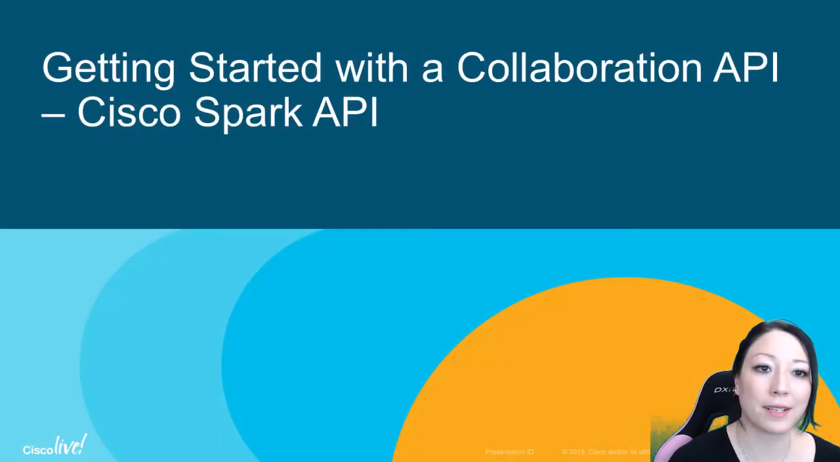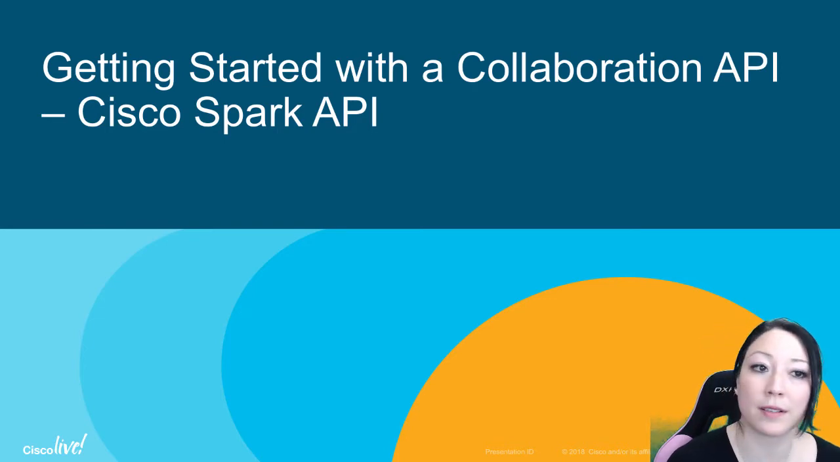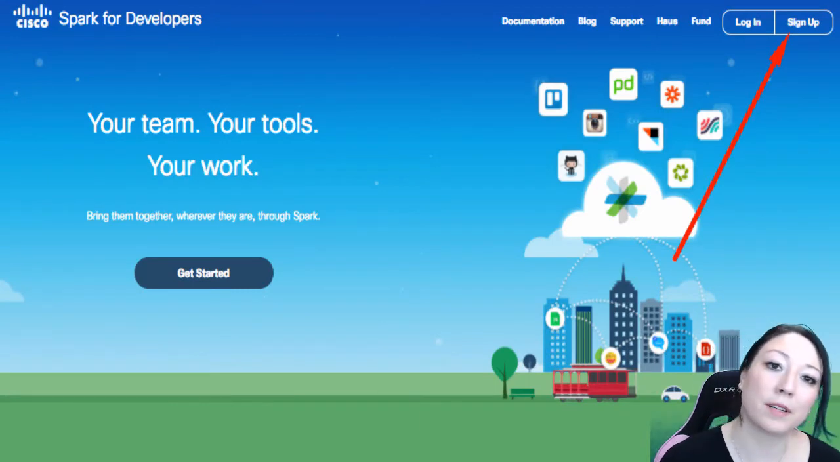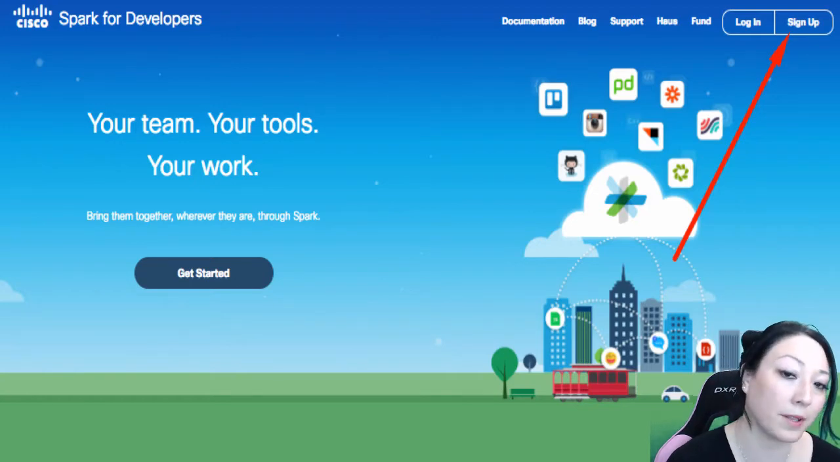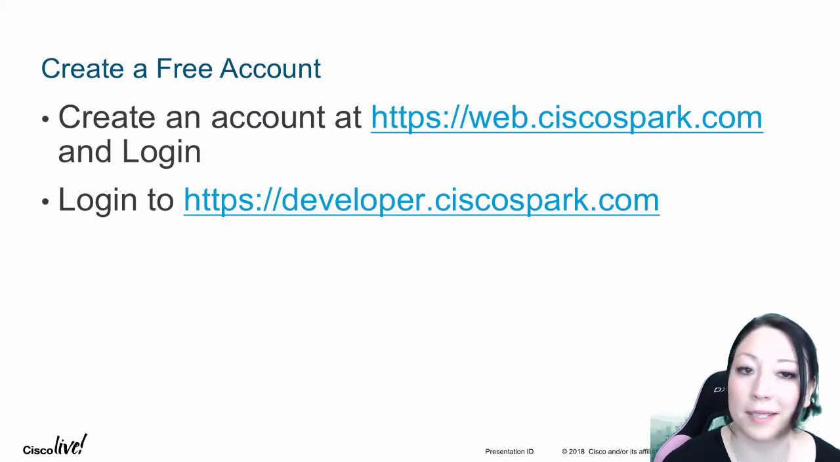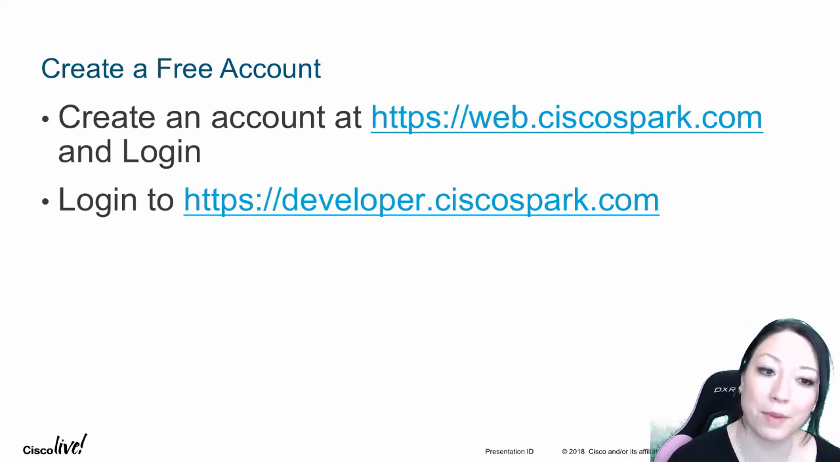So how do you get started with an API? In this example, we're using Cisco Spark. You can go to developer.ciscospark.com, create a free web account, and then log into your developer account. So here's the website, web.ciscospark.com. Create your free account, log in. It's also an app, an iPhone app, Android app. Log in to developer.ciscospark.com, and that's where you'll be creating your bots.